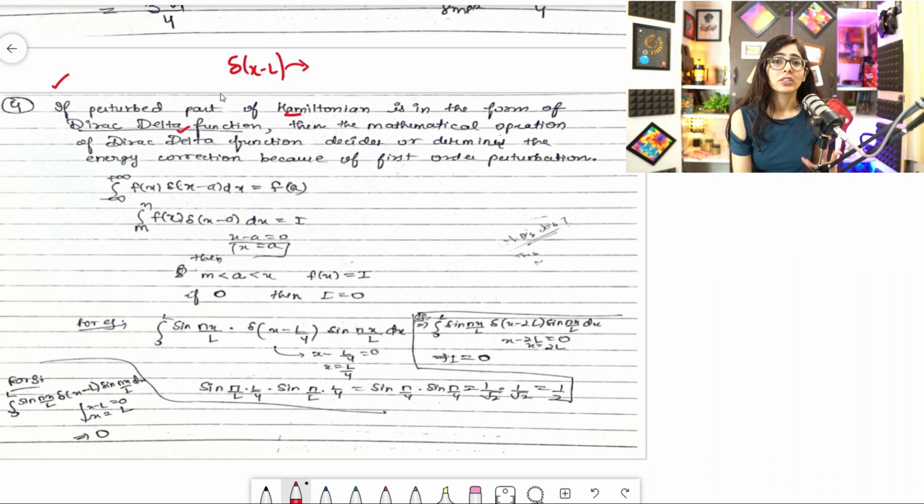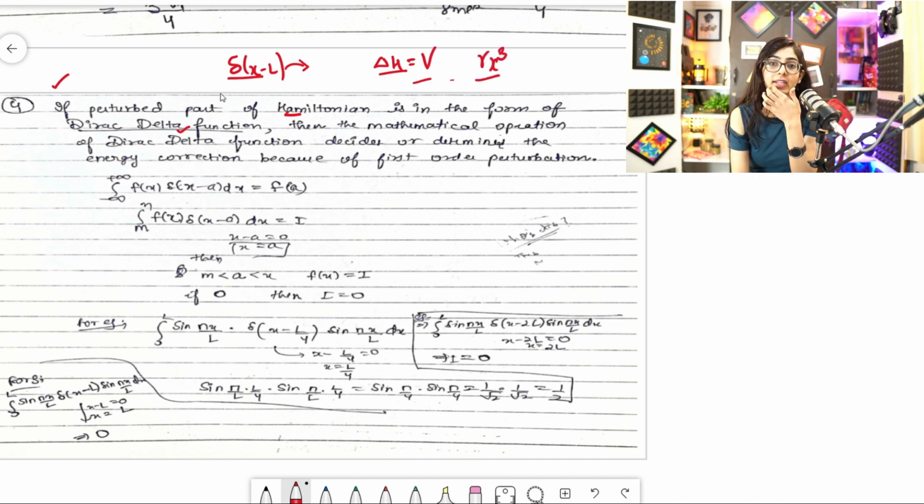And a lot of you will be confused about how to solve these type of questions. Guys, it's a very simple question, just pay attention to it. Earlier what we were studying was that the perturbed part is in the form of V or delta x cube or something like that, right? So we were studying it in that form, but now the perturbed part will be in this form. So how to solve that type of question?